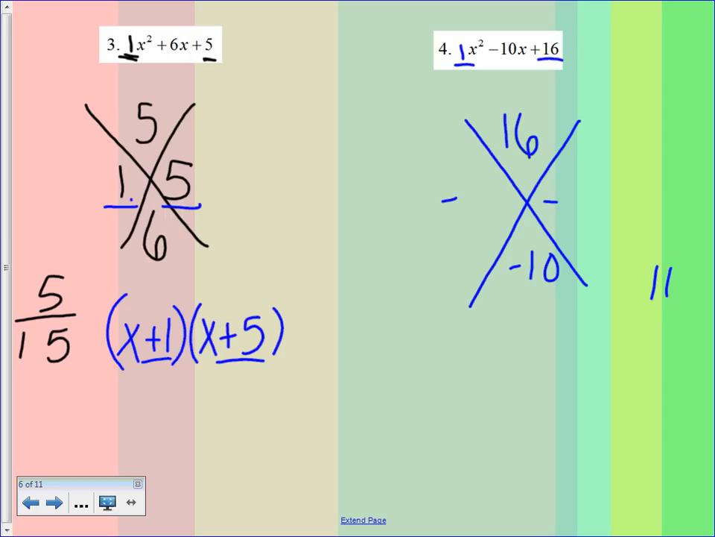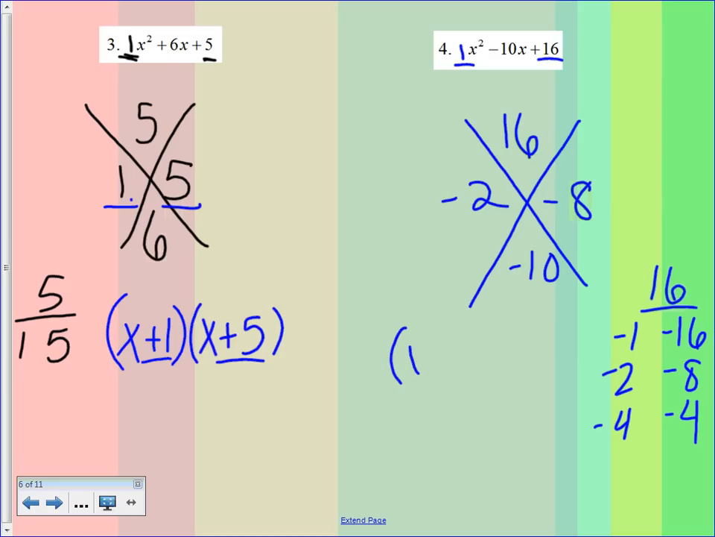So let's look at factors of 16. We have negative 1, negative 16. Negative 2, negative 8. Negative 4, negative 4. So we figure out which one adds to negative 10, and it's negative 2 and negative 8. So once we have our x figured out, because our a is equal to 1, we can go ahead and write those factors out. So I get x minus 2, x minus 8.